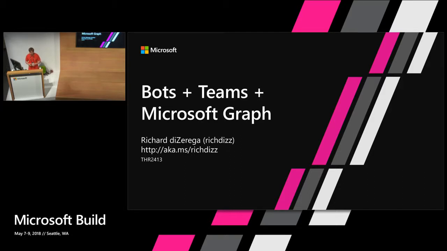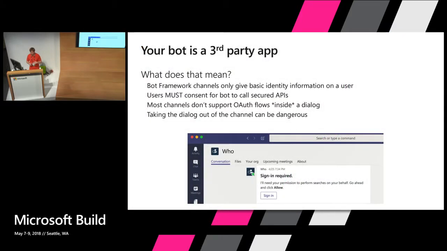It's important to note that when you're building a bot, it's a third-party application. It's considered a foreign entity wherever that bot's running, unless you're building something that is fully contained that might use a direct line channel in the Bot Framework. What that means is the different Bot Framework channels, and when I say channels, I'm saying things like Microsoft Teams or Slack or Skype or Facebook Messenger, give very basic identity information about a user.